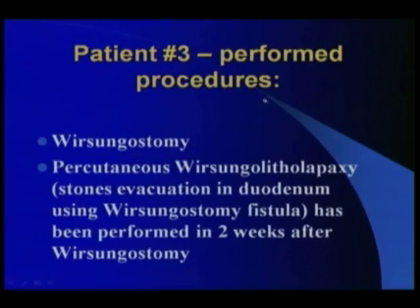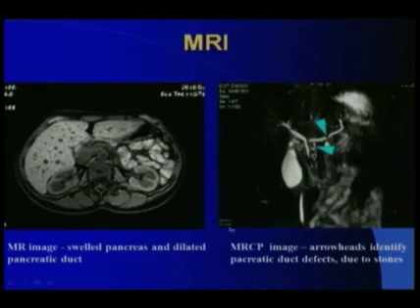So what kind of procedures did we perform on this patient? First of all, we do wirsungostomy. We assess the Wirsung duct and drain it, and then we perform the procedure which I named Percutaneous Wirsungolitholapaxy. Actually, we decided to evacuate the stones from the Wirsung duct into the duodenum using the wirsungostomy fistula. We performed it percutaneously, 2 weeks after the wirsungostomy.